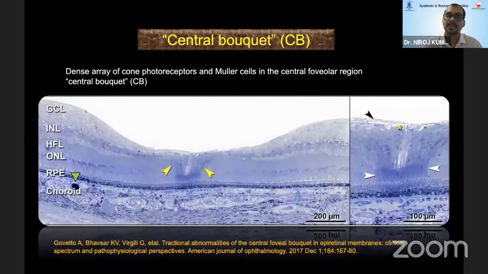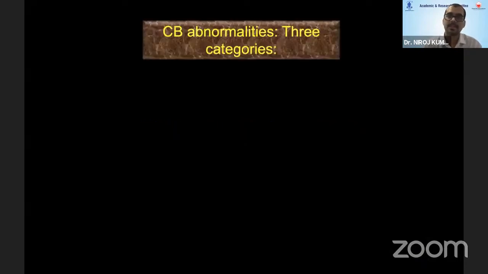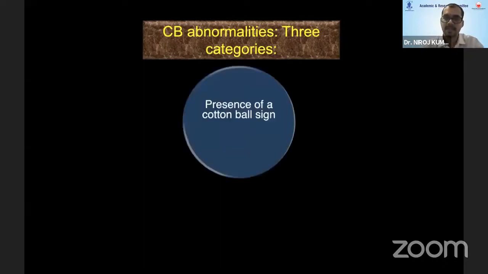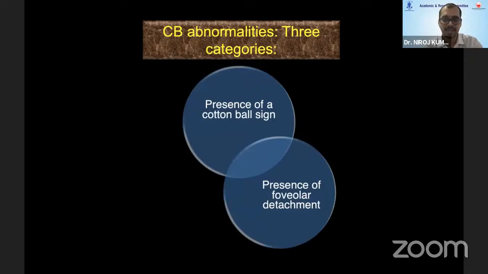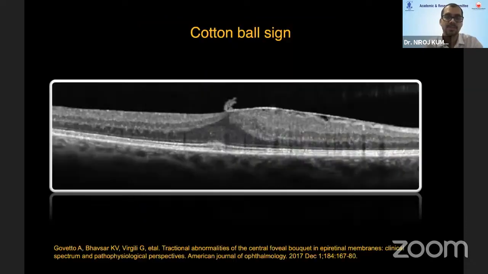Thus, we can describe the central bouquet as a dense array of cone photoreceptors along with Muller cells in the central foveal region. So what abnormalities can this structure have? The CB abnormalities can be divided into three categories. First is the presence of a cotton ball sign. Second, presence of a foveolar detachment. And third, an acquired vitelliform lesion. So let us go one by one for each one of them.